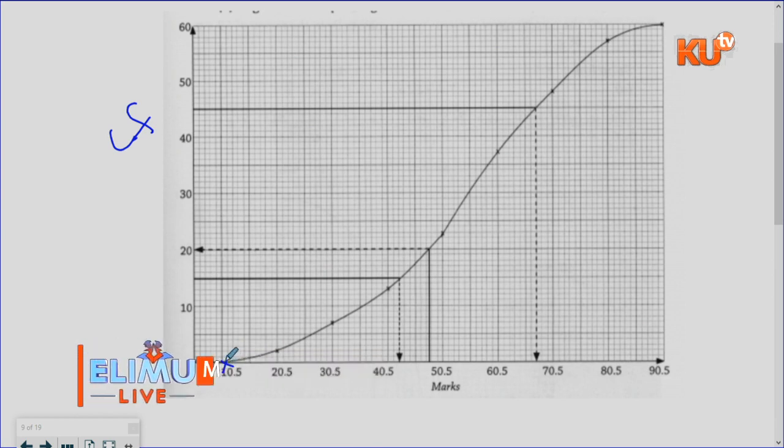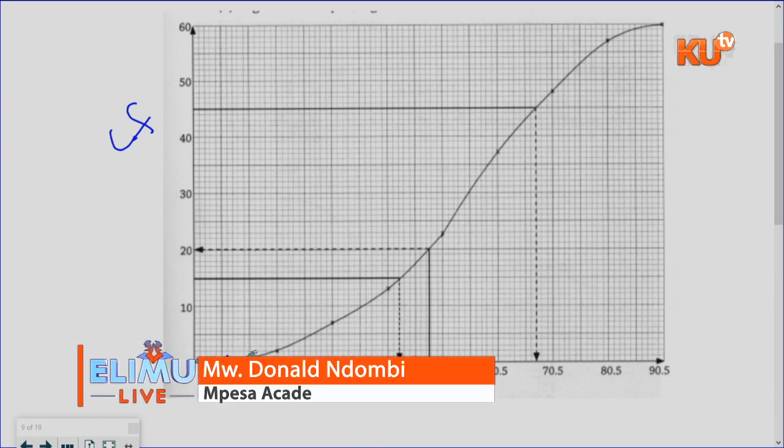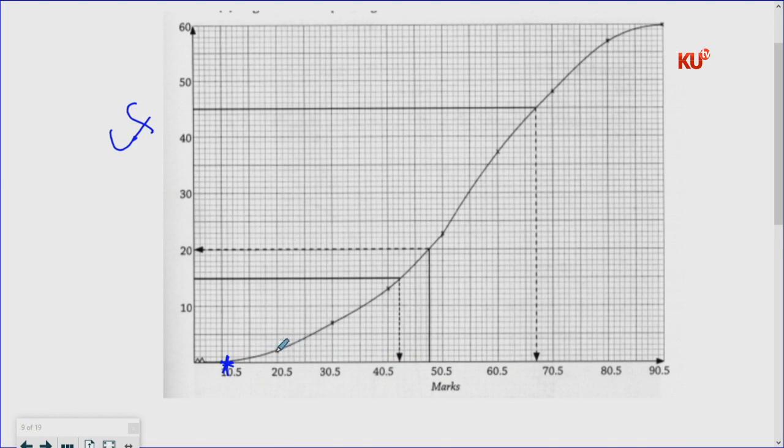The frequency was 0, so that's why this starts at 0. The other one was 20.5, 2. You can see here. We can see the next one here. You can follow through here. Then this one. Then there is this. Then there is that one. Then there is this. And lastly, that.